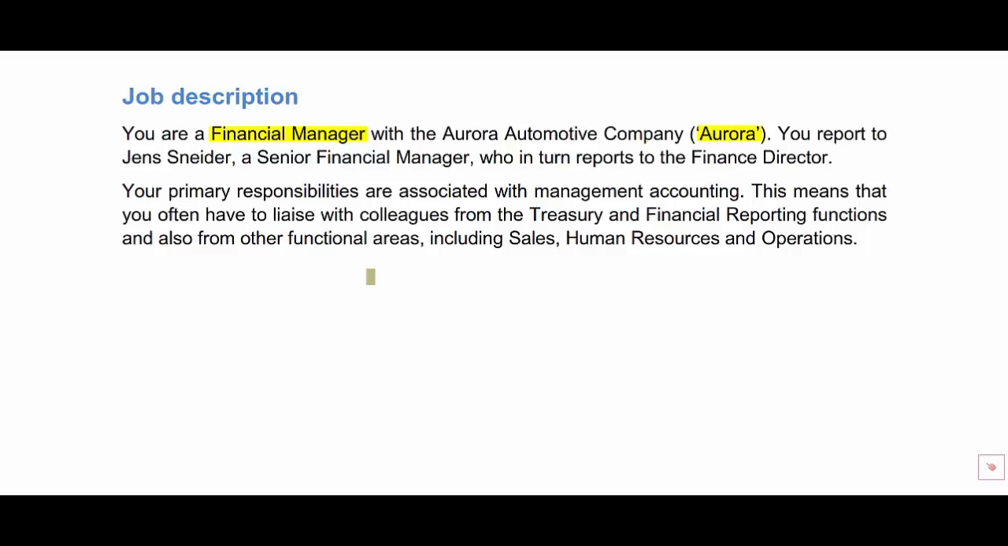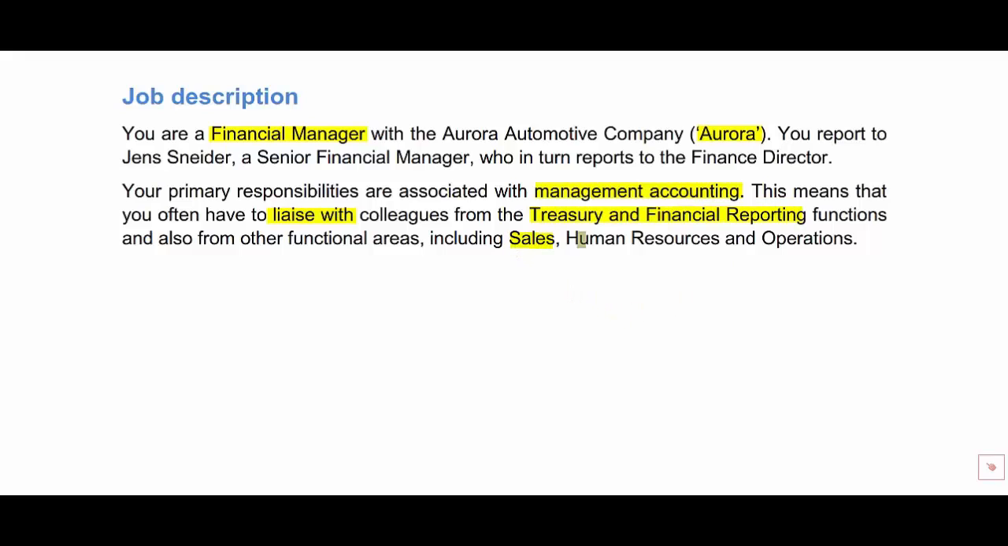So you're likely to be interacting, of course, with Jens on exam day, and very probably as well, you're likely to be reporting to his boss, Lim Yi. So your primary responsibility is management accounting. But you're told also that you're actually going to be liaising with colleagues from a variety of areas such as treasury and financial reporting, sales, HR, and operations.